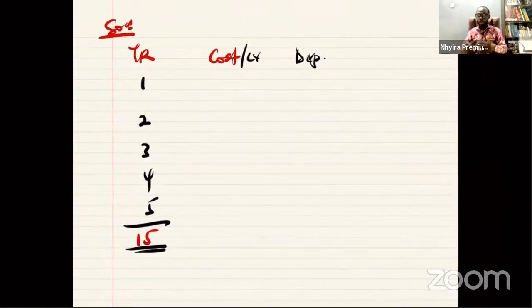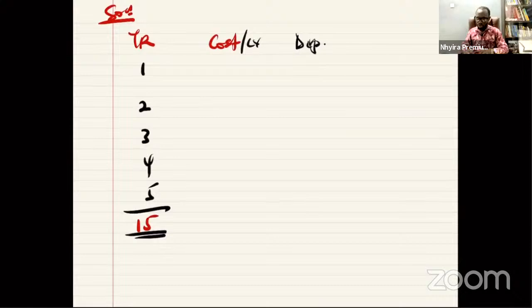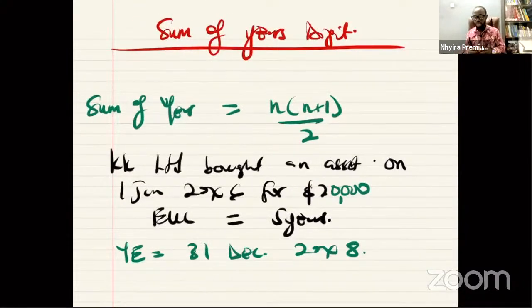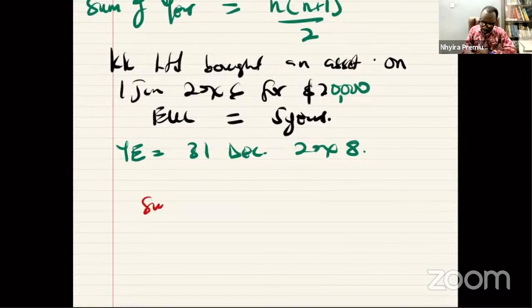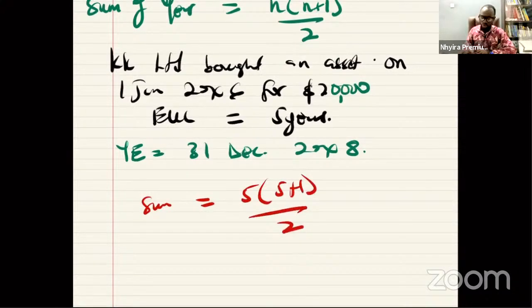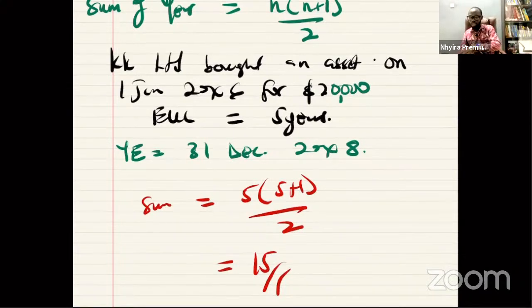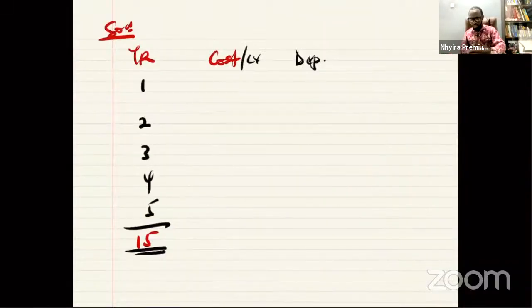Now, you could work this way and get your 15, or you could use the sum of year digits formula. N here is simply the economic useful life of the asset. In this context the asset has 5 years, so the sum of year digits will be equal to 5 times (5 plus 1) over 2. That is going to also be 15. So you could use the formula to arrive at your 15, or you could use this structure to arrive at the 15.